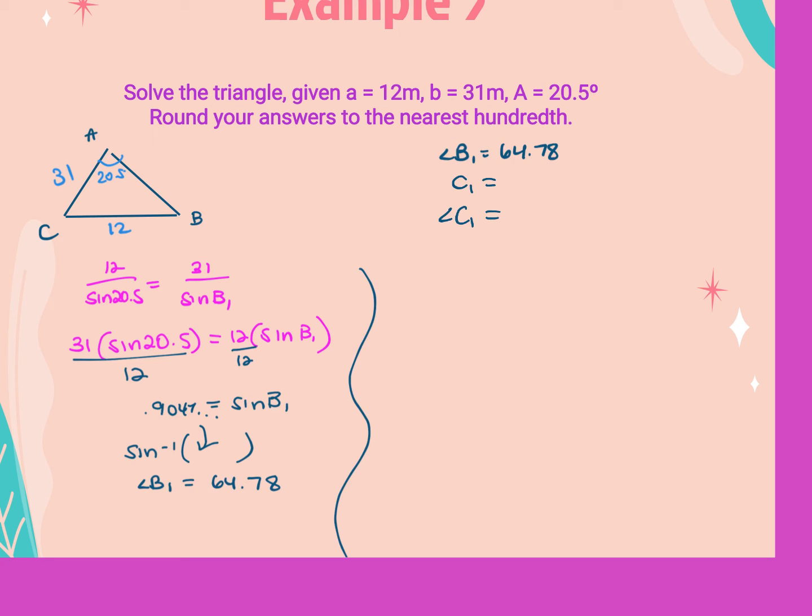So then I'm going to assume there's a second triangle, and for that one I'm going to call it B2. It's 180 minus B1, 64.78, which is 115.22. Now add 115 to 20.5, and it's not bigger than 180 this time. So I know there's going to be a second triangle.